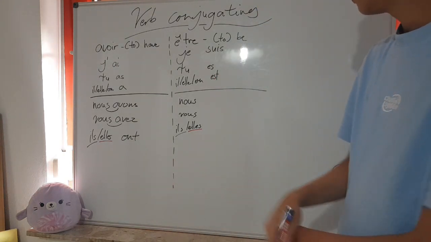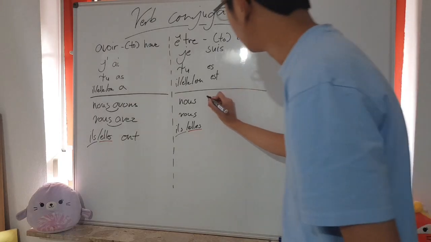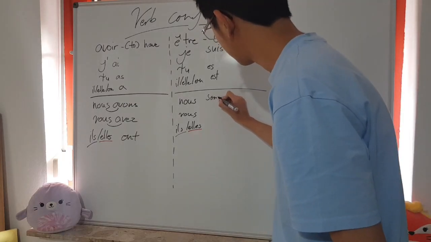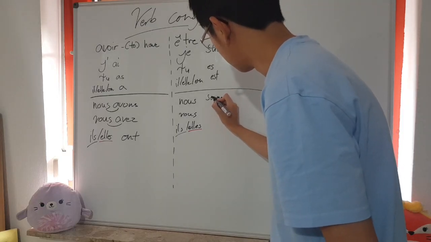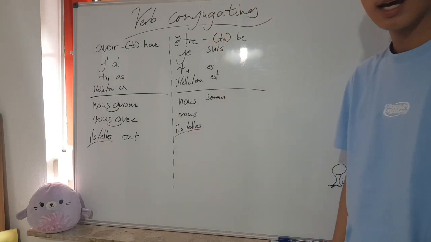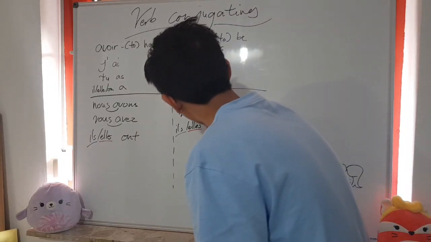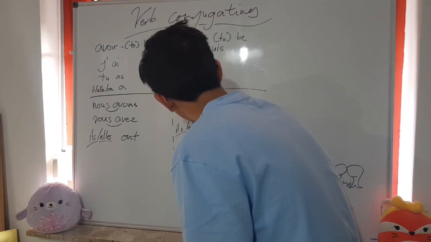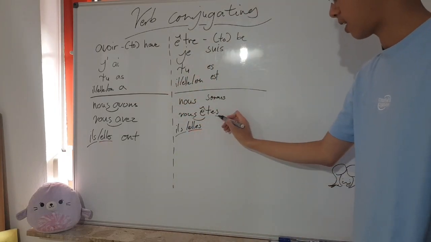And then you have il and on, basically the same thing, but with a T at the end. Et. Now let's move on to the plural. For nous, we have nous sommes. And then you have vous, which is vous êtes. Also a silent S.